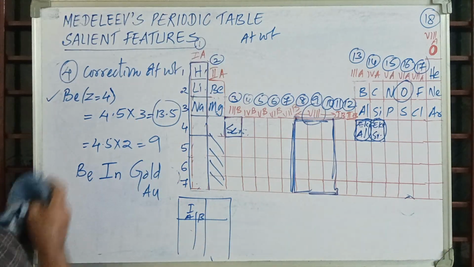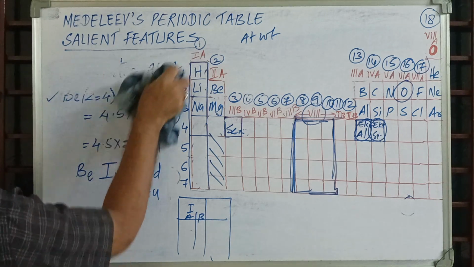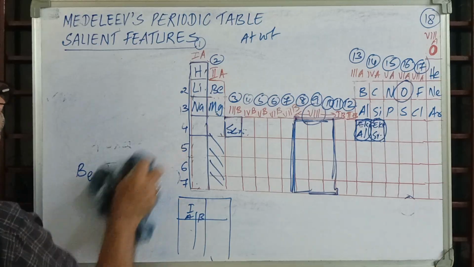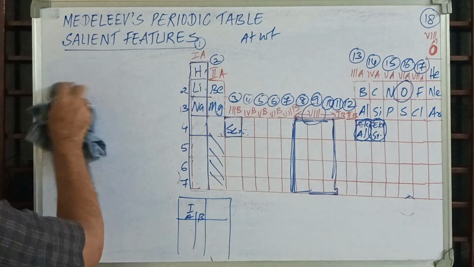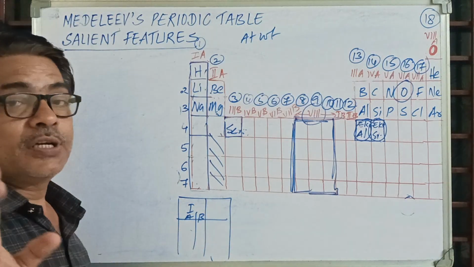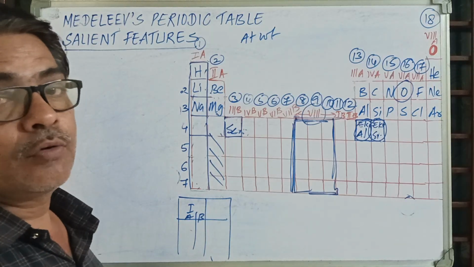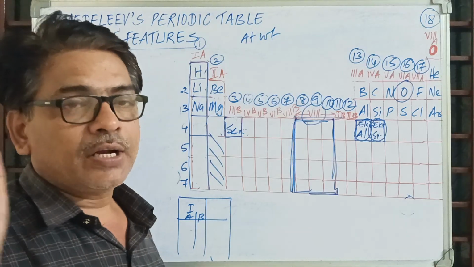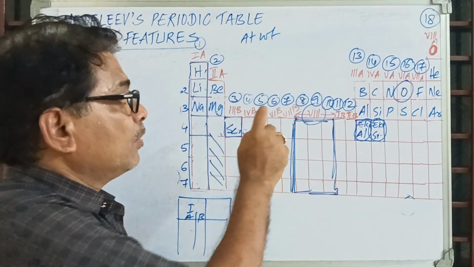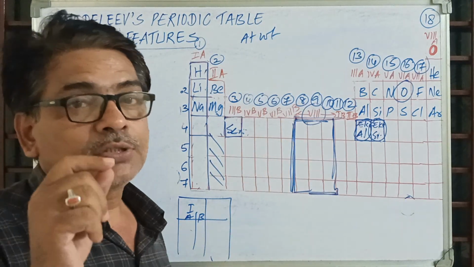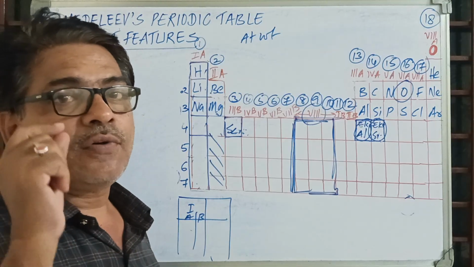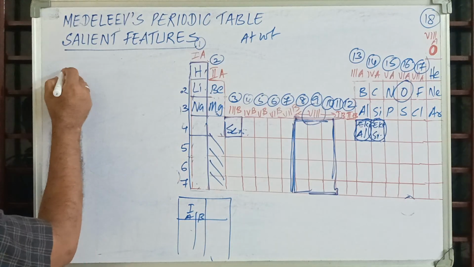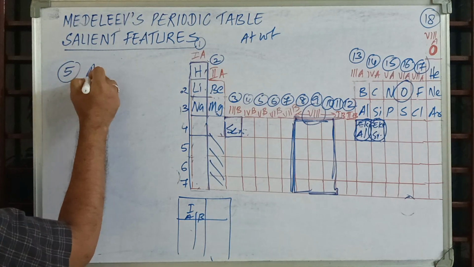Then comes the last and final point, which is very interesting: anomalous series. I can challenge that nobody would have done this type of classification. That is why today, even though we have the modern periodic table, we still call Mendeleev the father of the periodic table. Because I will speak about the last and final one, anomalous series.